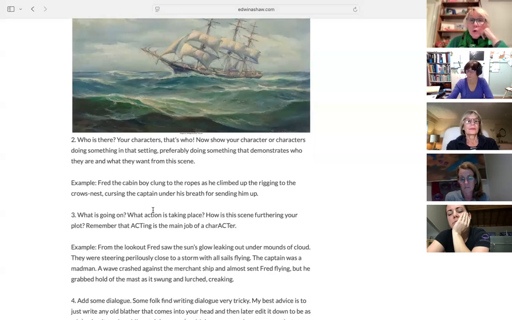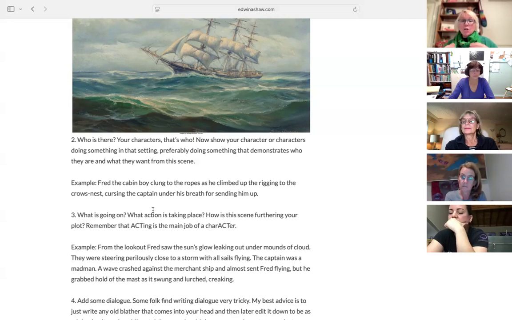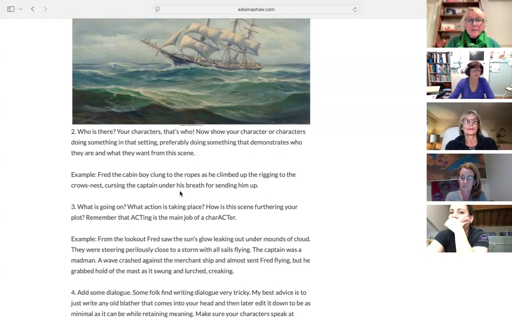So who is our character in this scene? But we don't want them just sitting on a chair. We want them to be doing something. So remember, the most important word in characters is act. So they take action. That's how we know who our characters are, by the actions that they take. So in Kerstin's book, the decisions that she makes, the actions that she takes show us about her character. So here we've got "Fred, the cabin boy, clung to the ropes as he climbed up the rigging to the crow's nest, cursing the captain under his breath for sending him up." So we've also got conflict.